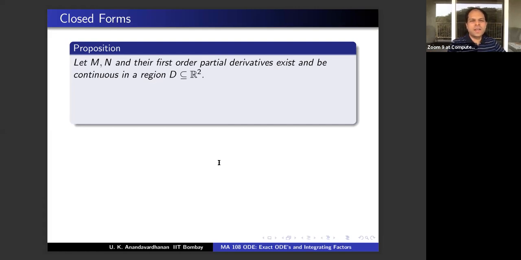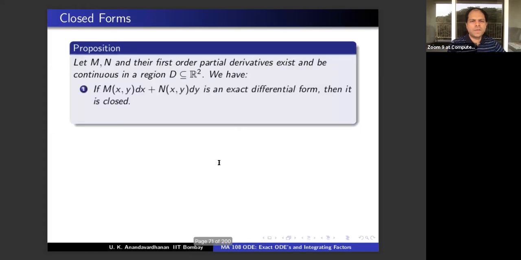So suppose M and N and their first order partial derivatives exist and are continuous. This hypothesis you need in order to prove this. We have, if something is exact, then it is closed. And you already know the proof, right? Because you have already seen it in 111.